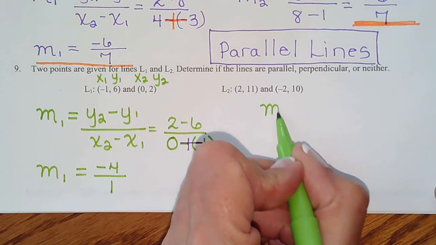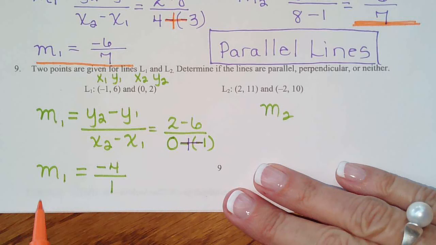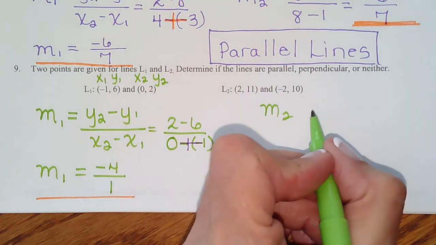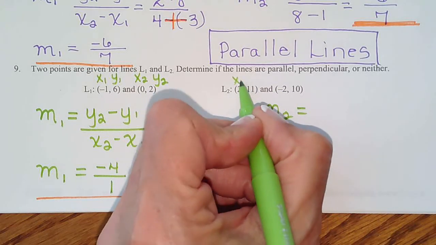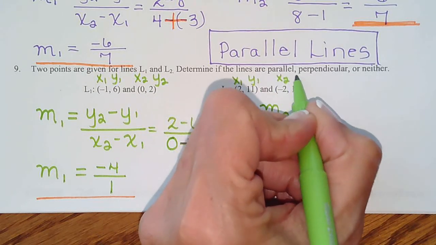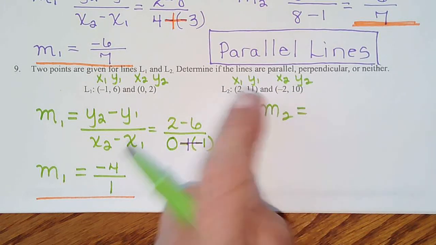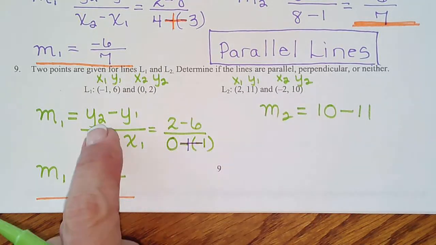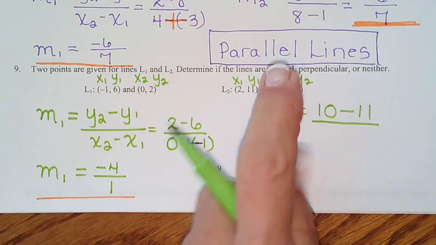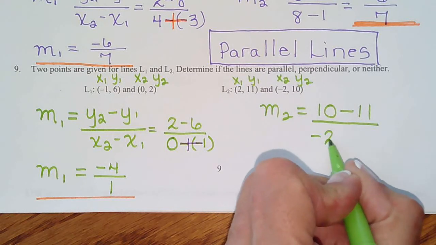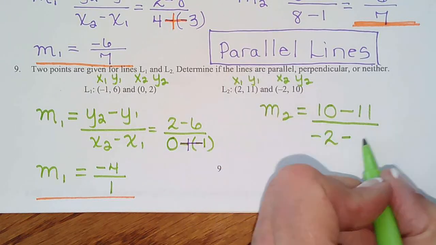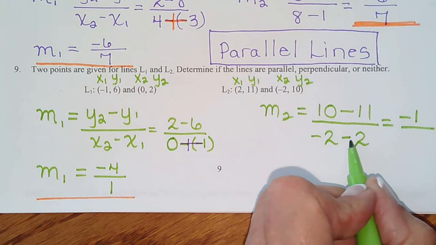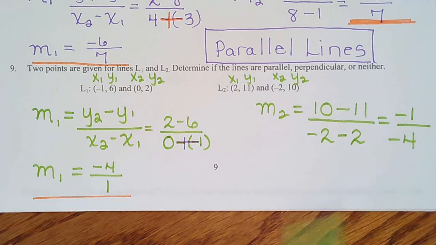Second slope, let's go ahead and underline this so we know where to look, is going to be x1, y1, x2, y2. So 10 minus 11. So the second y minus the first y over second x, negative 2, minus the first x, 2. 10 minus 11 is negative 1. Negative 2 minus 2 is negative 4.